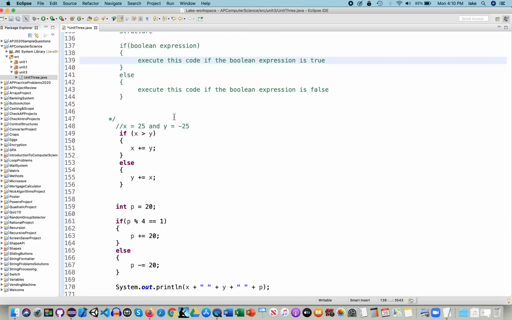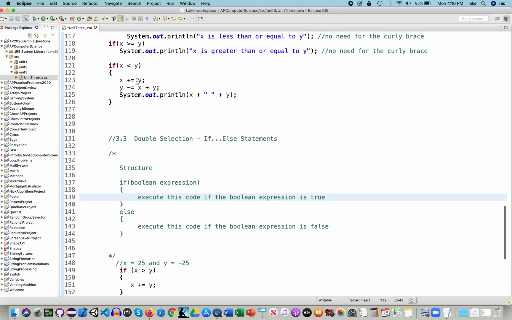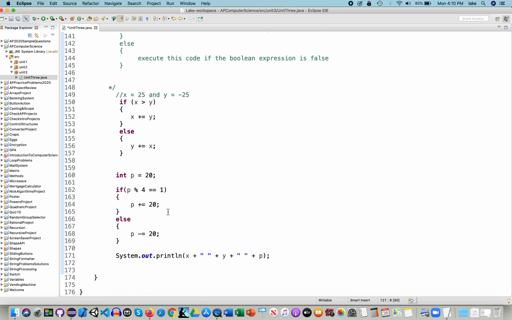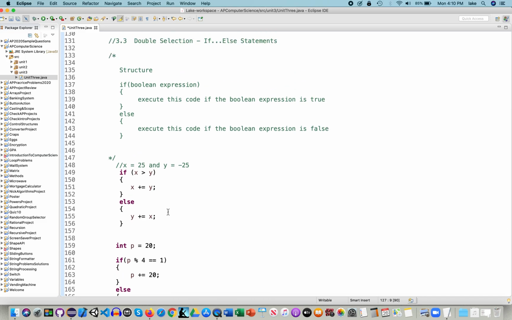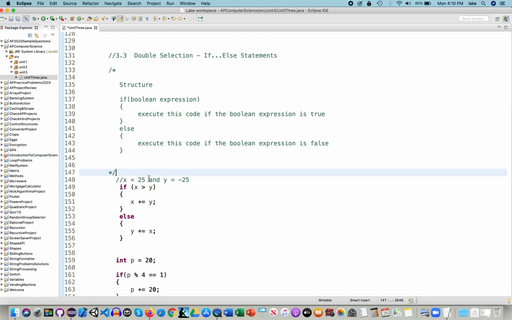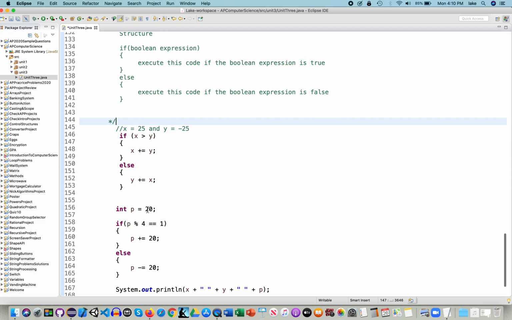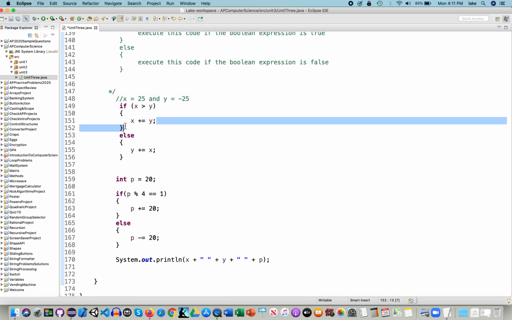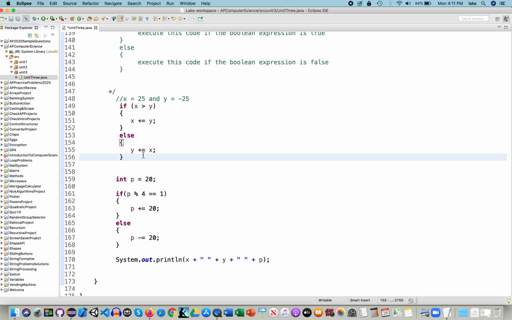So if you remember from above, we ran this and we got the negative 25 and 25. So the negative 25 was for y and x was 25. So here we go again. Let's go ahead and look at the double selection. Is it true that 25 is greater than negative 25? Of course it's true. So go ahead and combine those two and store them back in x, and that should be turning into 0. This else will not run.